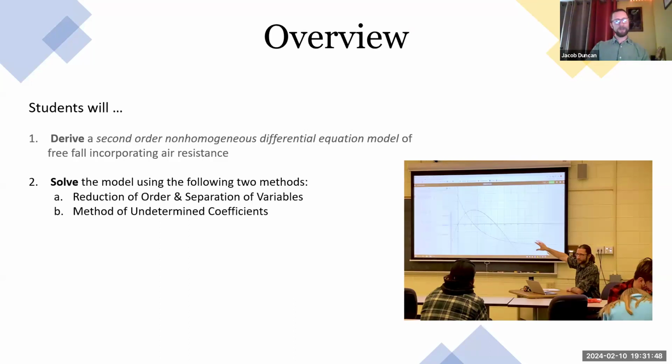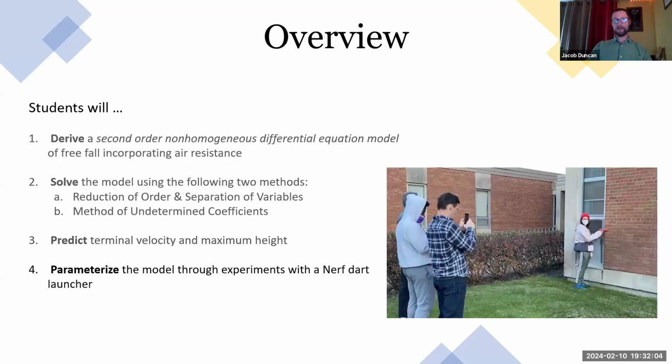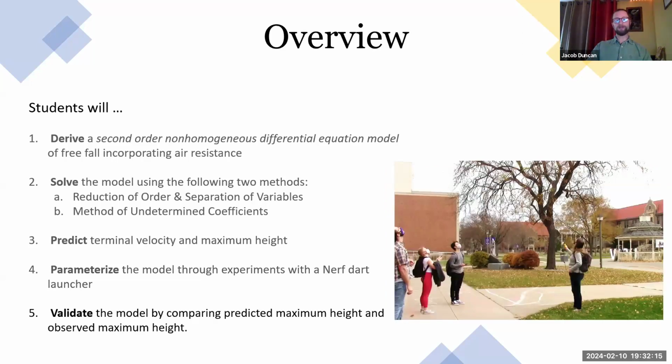Either way, they're going to predict the terminal velocity of the dart, or in general any object, and the maximum height. So we're assuming this thing is fired upwards initially. It's going to go up, reach a maximum height, turn around and come back down. Then they parameterize the model through experiments with the dart launcher. And they validate the model by going outside and actually firing the darts up into the air and timing the ascent time to see how good their prediction was.